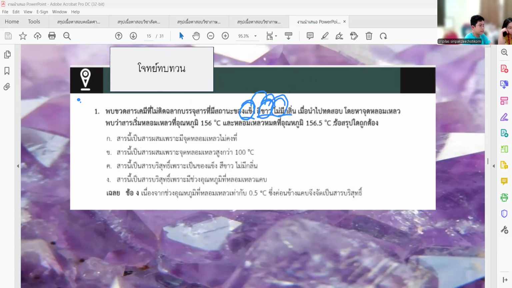If we test it and find the melting point, it starts to melt at 156 Celsius and finishes melting at 156.5. Look at this, this is a clue. Because a pure substance has a narrow melting point, I'm going to guess it's a pure substance. Am I correct? Yes. This one is odorless, no smell.